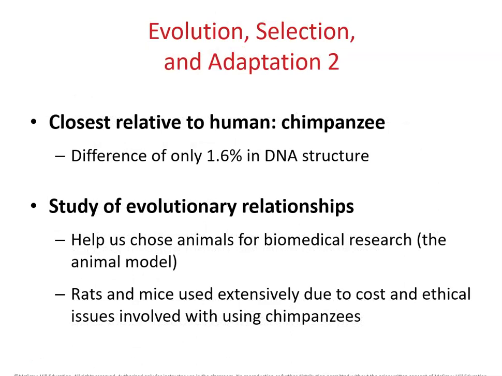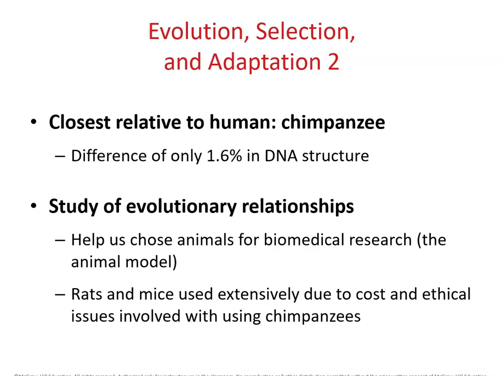So now we're jumping into human evolution. When we look at DNA analysis, we find that humans' closest relatives are chimps. They share 98.4% of their DNA structure. To compare, gorillas and chimps share 97.7% of their DNA. So chimps are more closely related to humans than chimps are to gorillas.